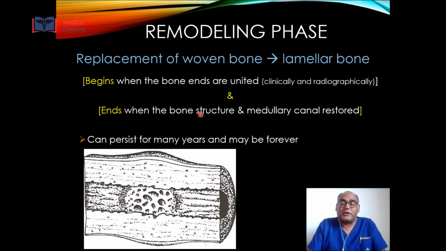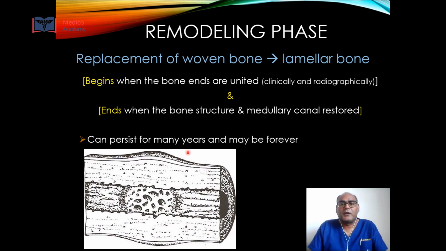I am really a big fan of the word modeling, but because so many people have described this stage as the remodeling stage, I have retained the word. It is the change from woven bone to lamellar bone, and the bone models itself to the original structure. It can persist for many years. If the fracture has occurred in the late 40s or 50s, then this phase may persist throughout their lifetime. In children, the remodeling occurs very fast, and they may model their bone within 1 year.